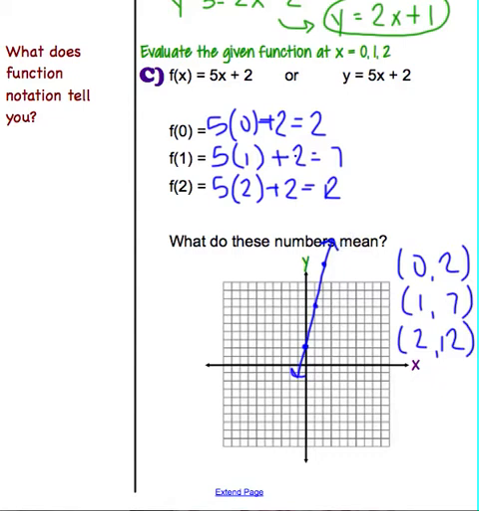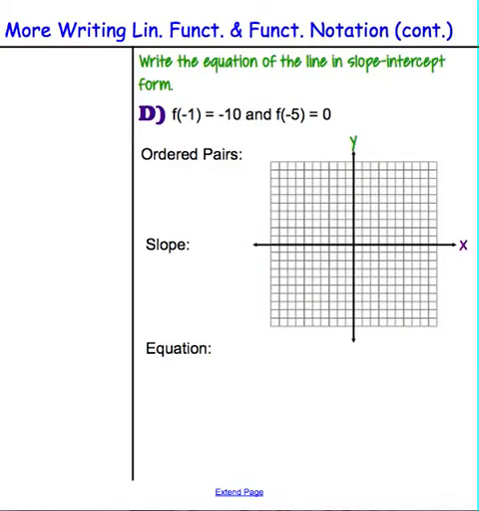Let's try another example. Except it's a little bit different this time. We've got to write the equation of the line in slope-intercept form. We're not told what the equation is. We just know that f of -1 is -10 and f of -5 is 0.